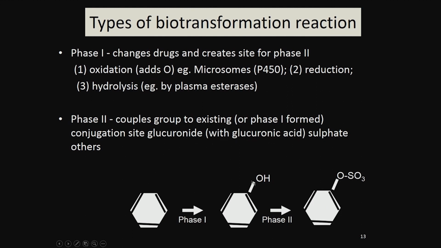So in phase 1 you may be adding, say, OH because of this hydrolysis using an ester. Then in phase 2 you are adding an SO3 group, okay, and this may be very easy to get thrown out from the body, maybe through urine. Okay. So phase 1 is a simple process: oxidation, reduction, hydrolysis. Phase 2 is for the existing groups conjugating with glucuronic acid, sulfates and other things actually.